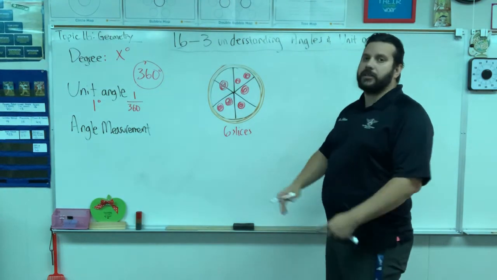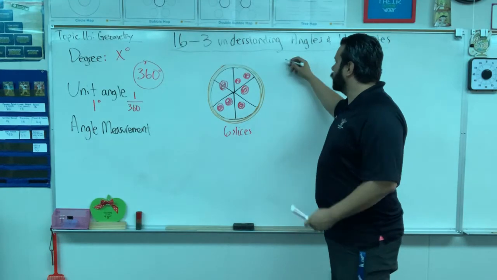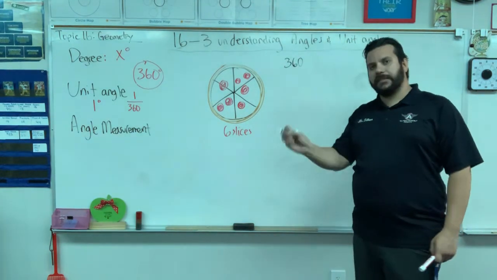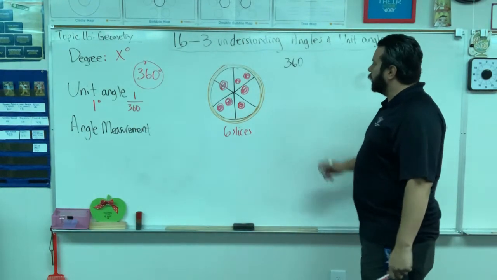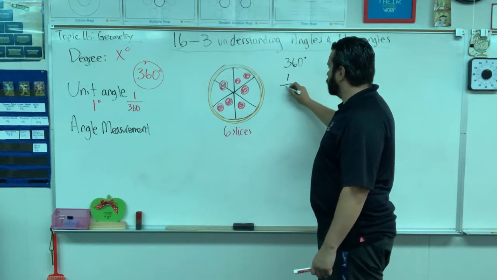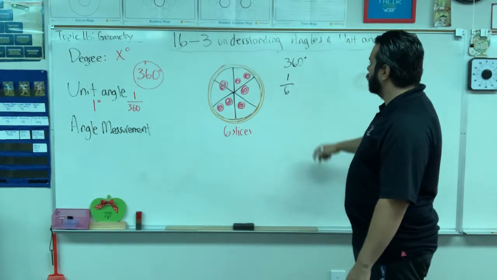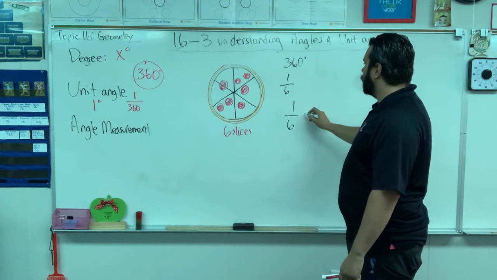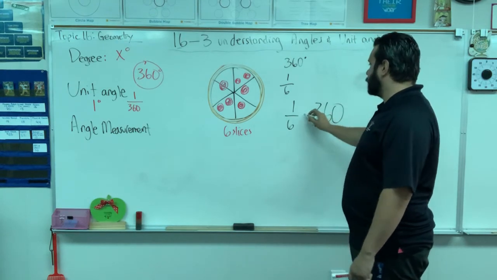So let's start by putting down what I do know. I do know that when I eat all 6 slices, I will have eaten 360 degrees of pizza. Kind of sounds impressive, right, when you say it like that? And I know that each individual slice is 1/6. Therefore, 1 slice is 1/6 of 360 degrees.